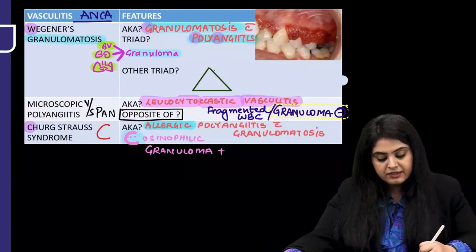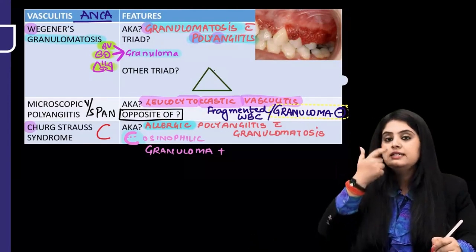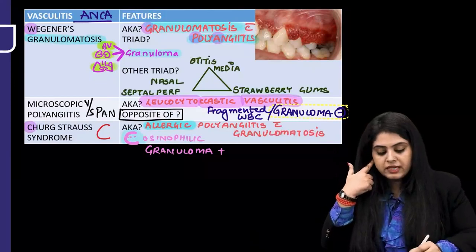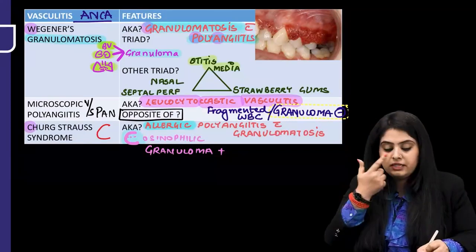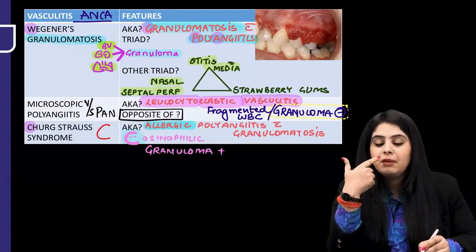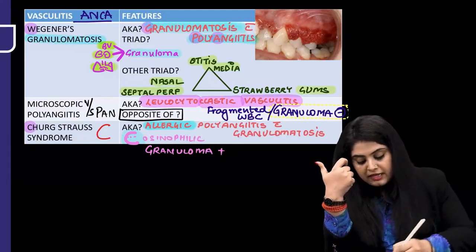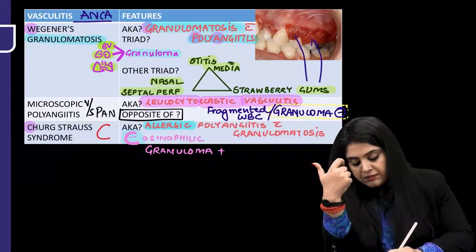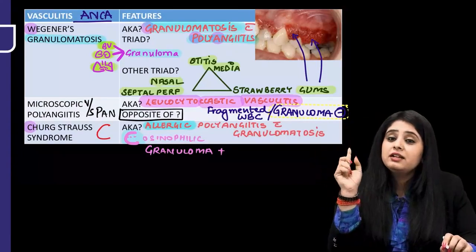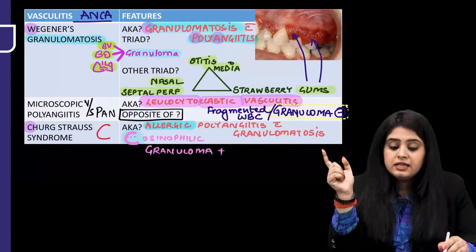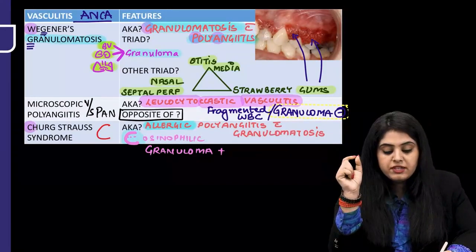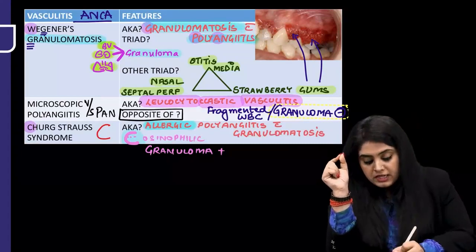But there is another triad which I call the ENT triad. E: the patient is going to have otitis media in the ears. Nose: the patient will have nasal septal perforation. Throat and mouth: there are going to be strawberry gums, as you can see here. Now note, strawberry tongue was seen where? In that Kawasaki kid. Whereas who has strawberry gums? Wegener's. Wegener's granulomatosis has strawberry gums.